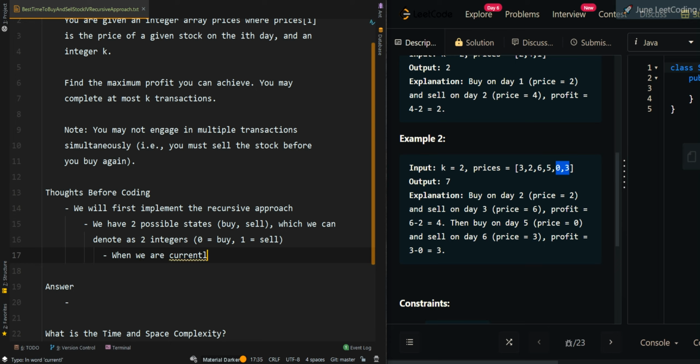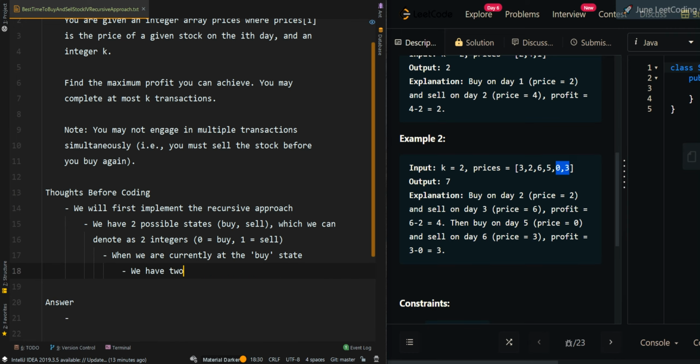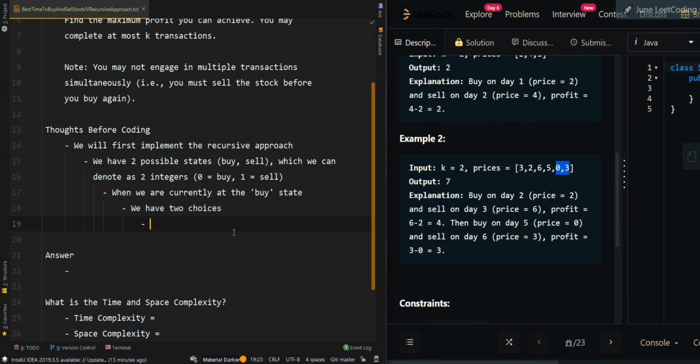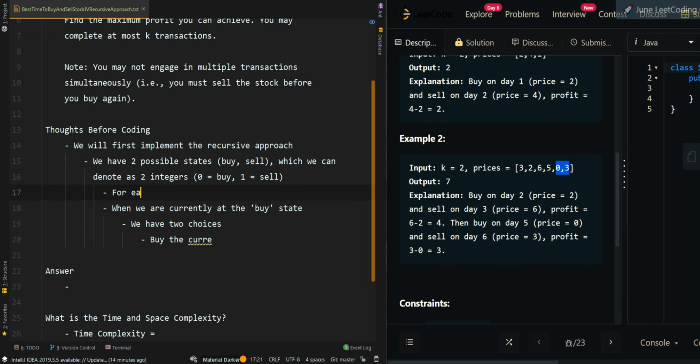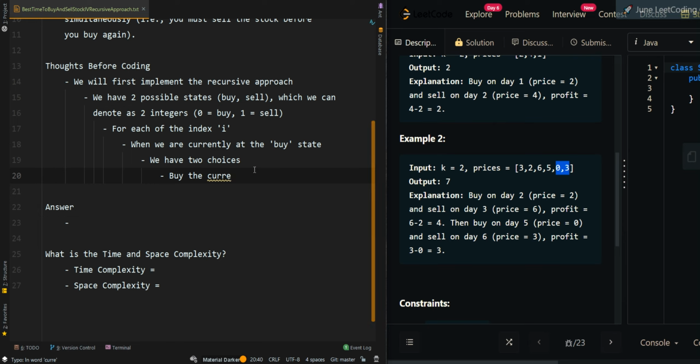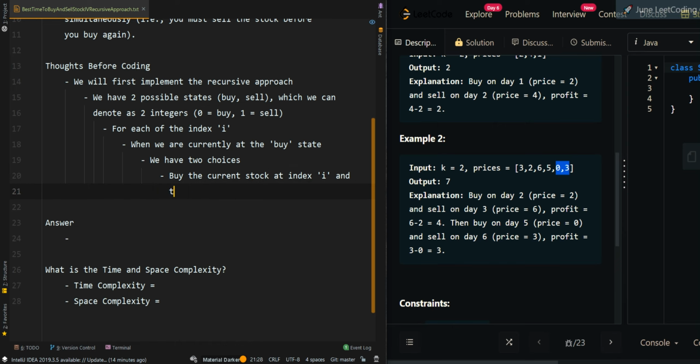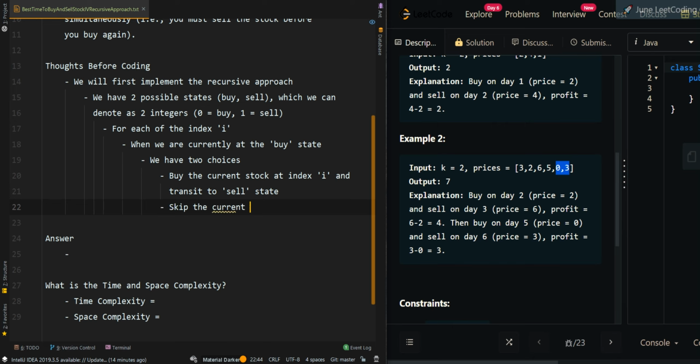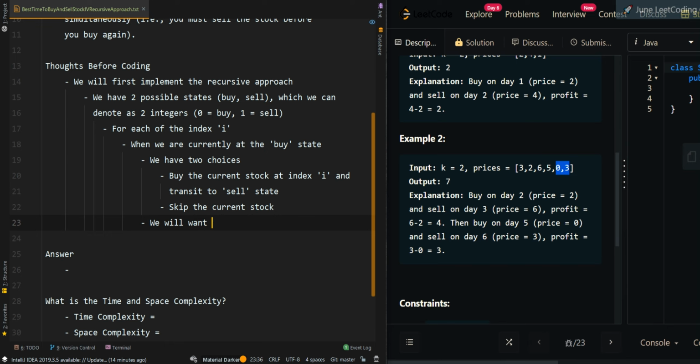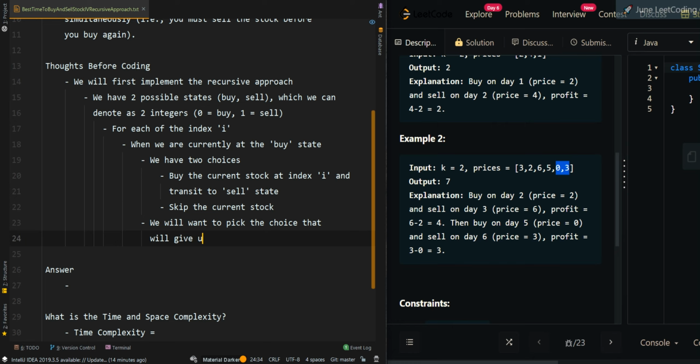When we are currently at the buy state, we have 2 choices. So let's say for each index i, when we are currently at the buy state, we have 2 choices. We want to buy the current stock at index i and transit to sell state, or skip the current stock. Then we will want to pick the choice that will give us the higher profit.